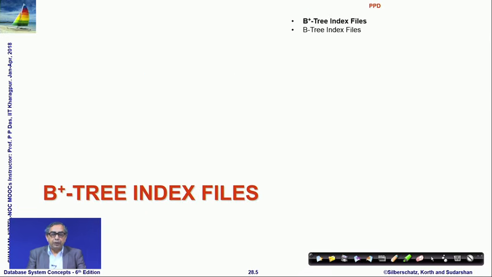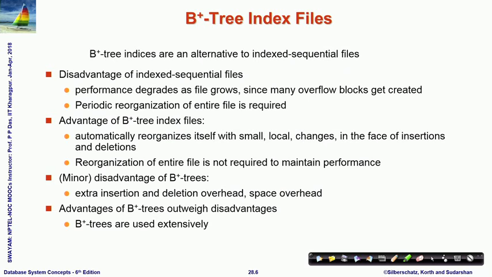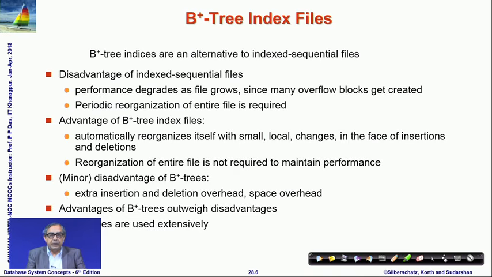Now, B plus tree is one of the main data structures used for index files. We have seen the ordered indexes and the index sequential files, where you could keep the index file in a sorted manner. In the primary index you could build a secondary index on that and so on, but that is not an efficient way of doing things, because the performance keeps degrading as the file grows, since many overflow blocks get created.